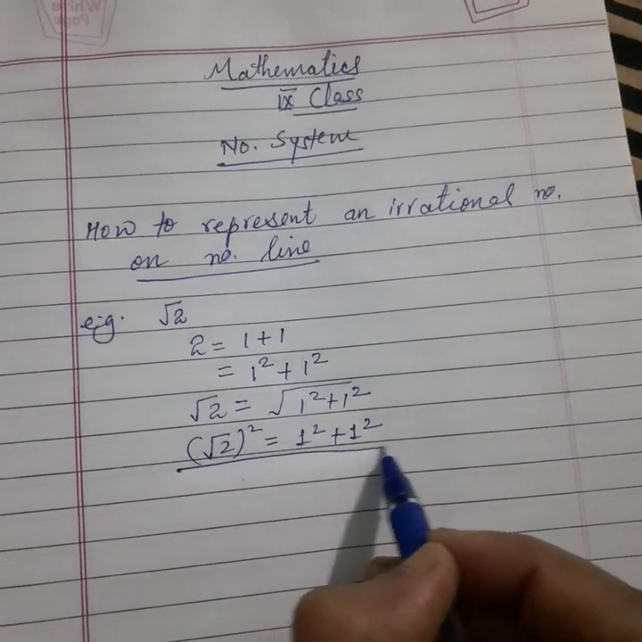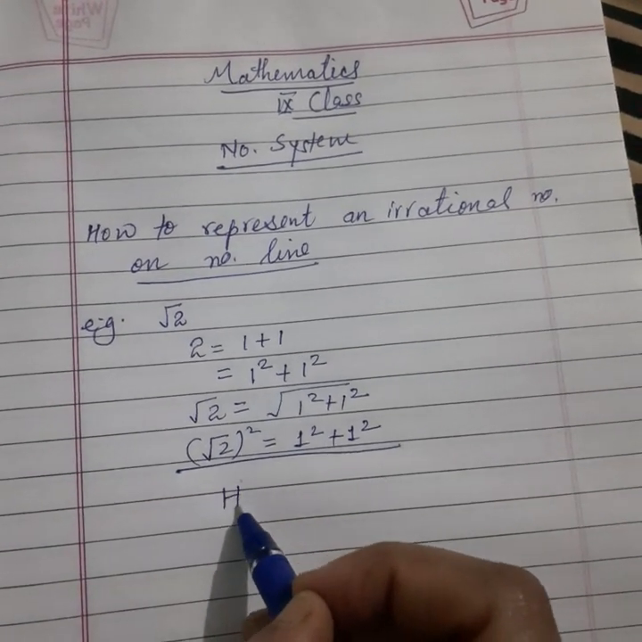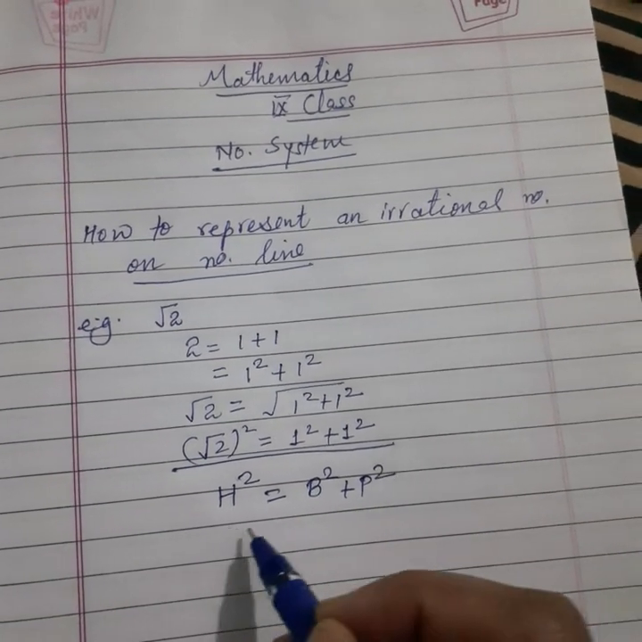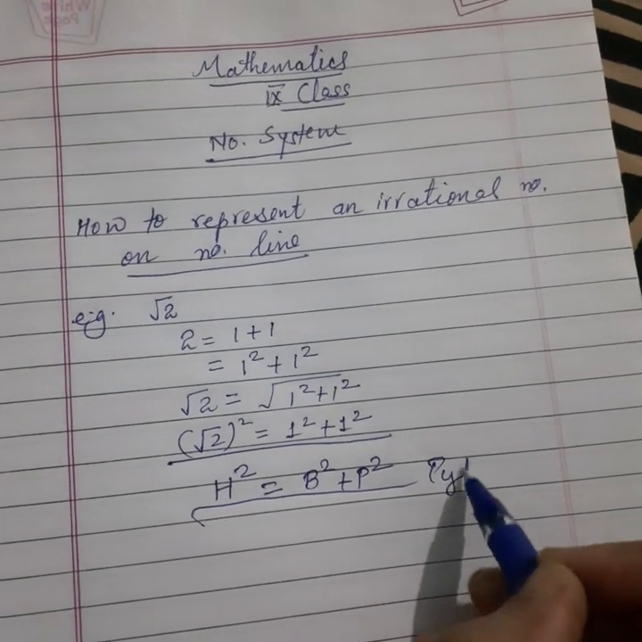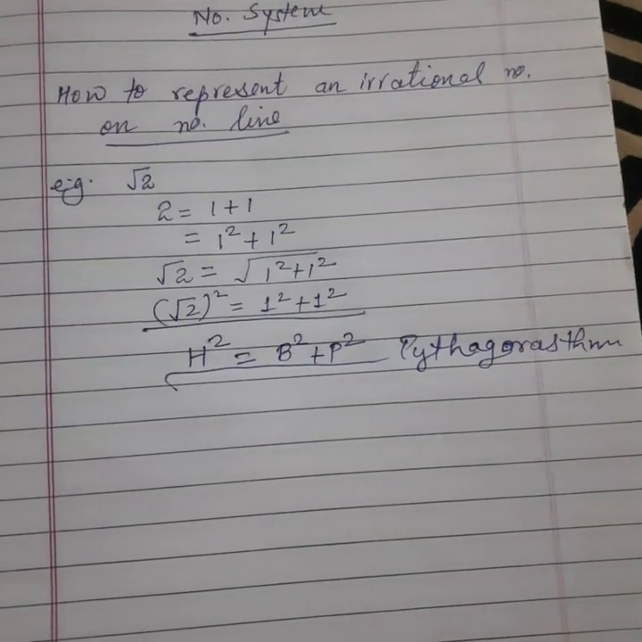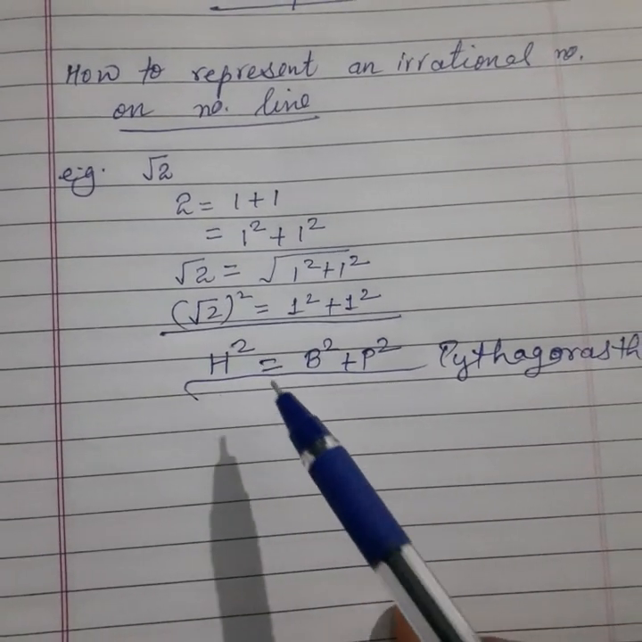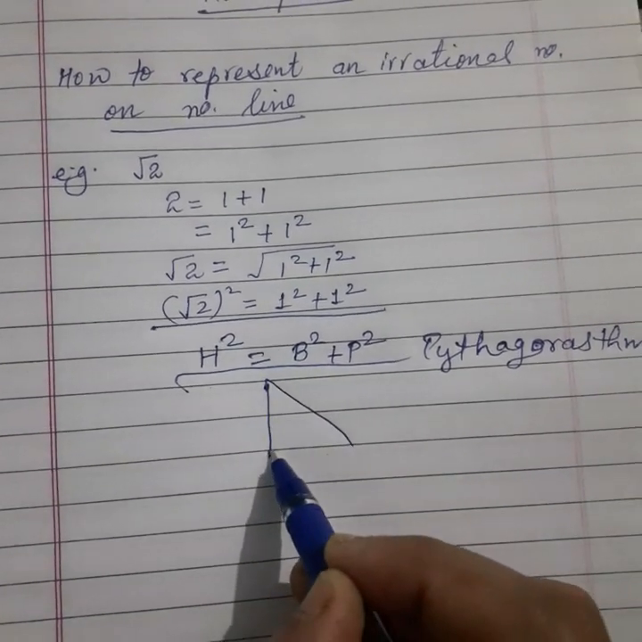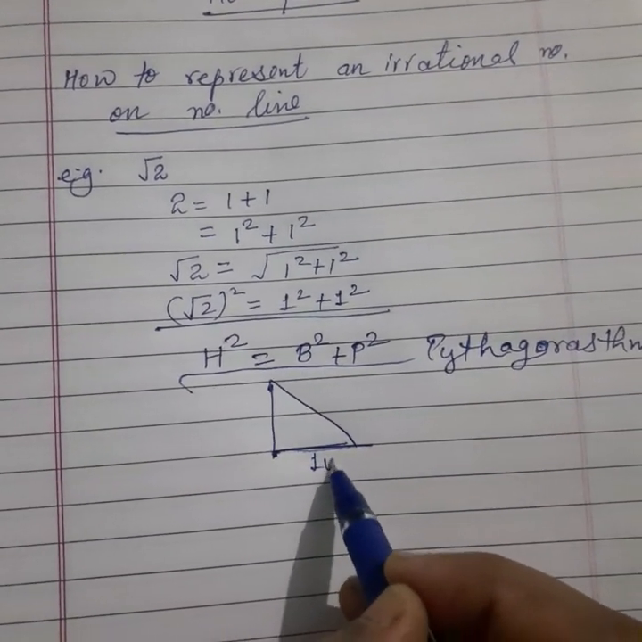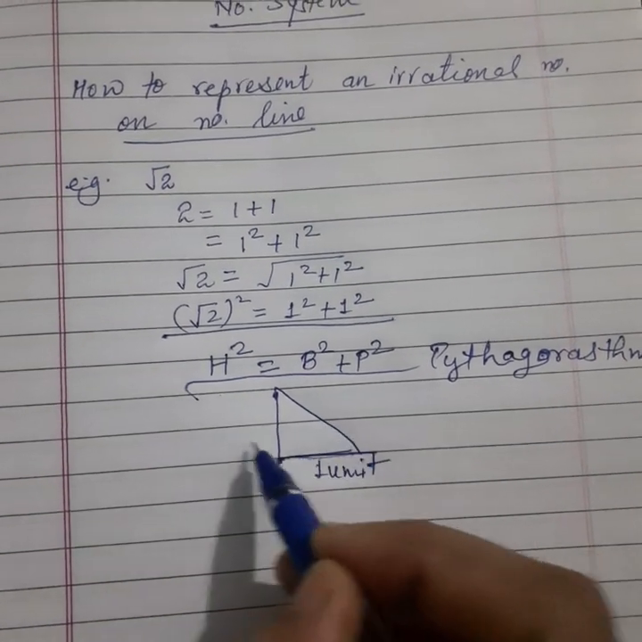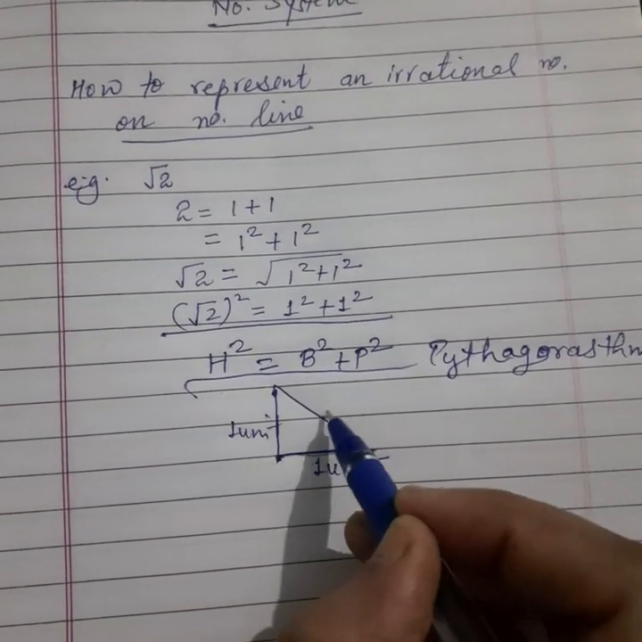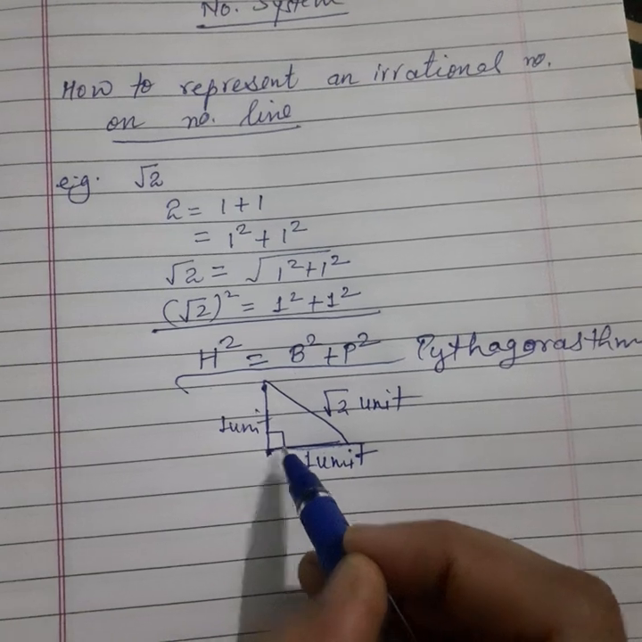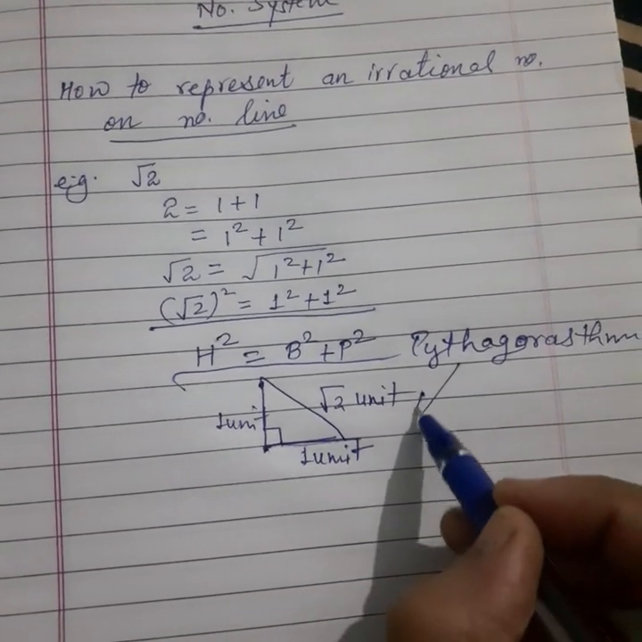Okay, and this is your Pythagoras theorem. If you compare it with h square is equal to base square plus p square, which is your Pythagoras theorem. So when you are going to compare hypotenuse, base and perpendicular, then make a figure. Here you can take 1 unit as a base. Here 1 unit is the length, then you will get under root 2 unit as hypotenuse, and this is your perpendicular. This is because of Pythagoras theorem.